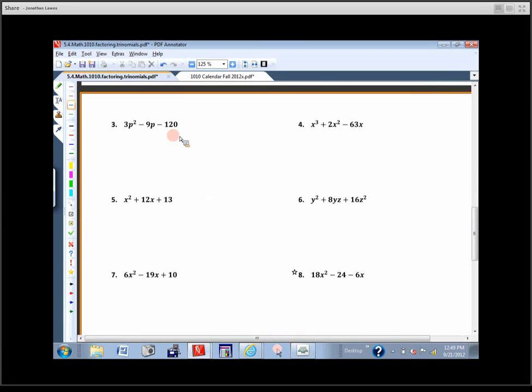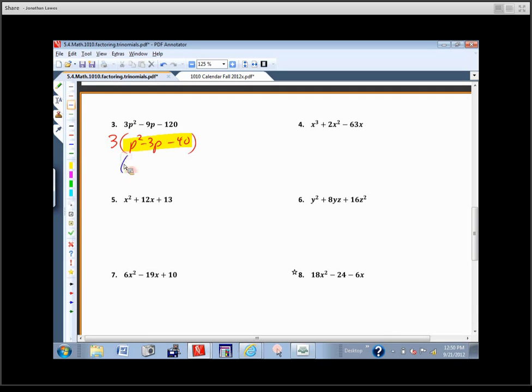First rule in factoring, greatest common factor. This doesn't have a 1 in front of it, but if we could take a 3 out of everything, we could make it a 1 and therefore make it an easy trinomial. So if we take out the 3, I'm left with a p squared, a minus 3p, and this would be minus 40. Now we focus our attention on this. We're going to ignore the 3 for the time being.